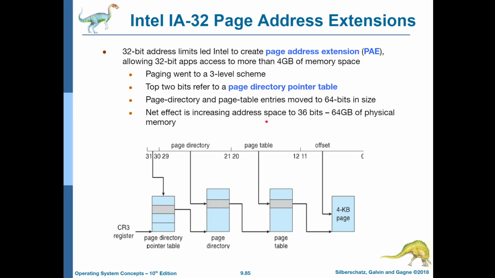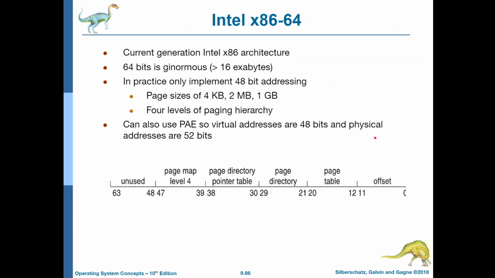We actually get to increase our address space to 36 bits, which is 64 gigabytes of physical memory, as opposed to 4 gigabytes of memory. Frankly, this was a hack in order to get more physical memory access. There was a better solution in the long run. And that solution is the Intel 64-bit memory access. 64 bits allows you to access 16 exabytes of memory.